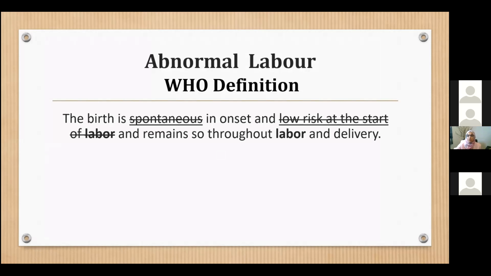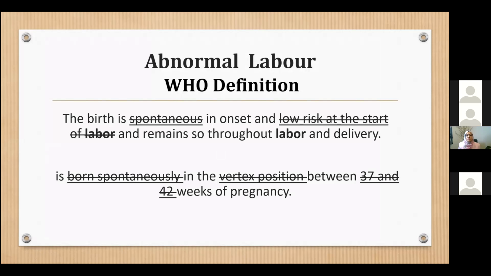Everything is not going according to plan. So we said that for labor to be normal, it has to be spontaneous, it has to be low risk, and the baby should be born on its own, decide when it wants to come and comes, has to be head down, and has to be between 37 and 42 weeks. Well, if all of that doesn't happen, then we will call it an abnormal labor.